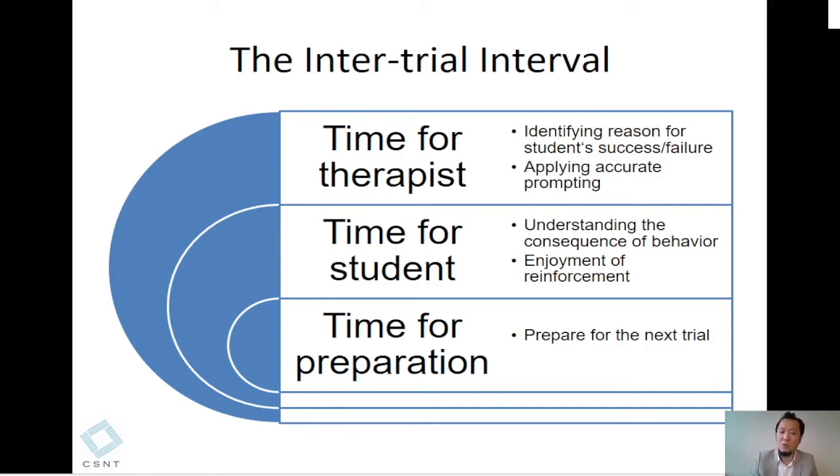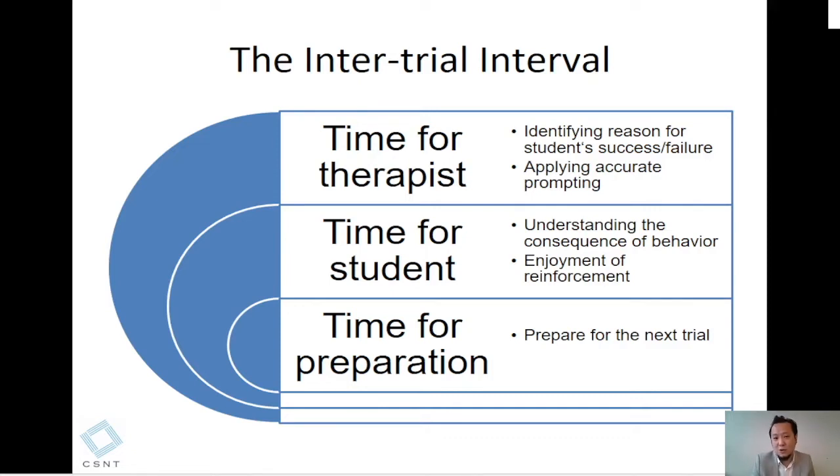okay, you know what? He wasn't looking at the field that was on the table. I'm going to apply a prompt. I'm going to apply perhaps a gestural prompt so it gets his attention back looking at the table. It definitely is a time for us to think about how to make things better further on. So it isn't just pure downtime.